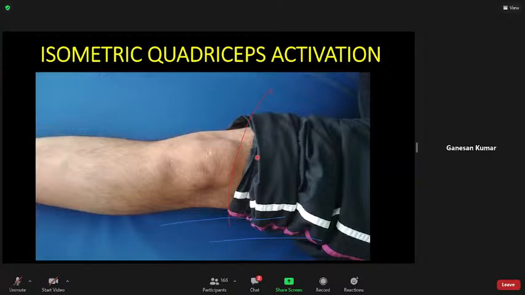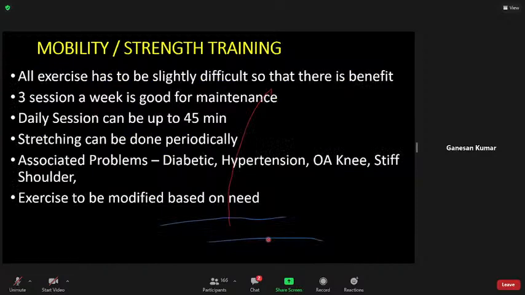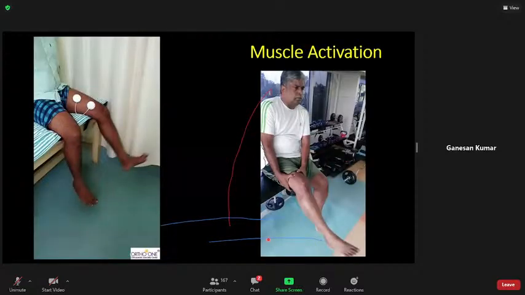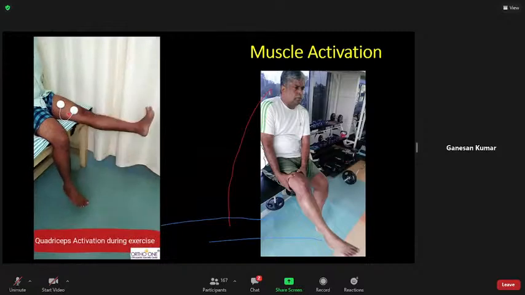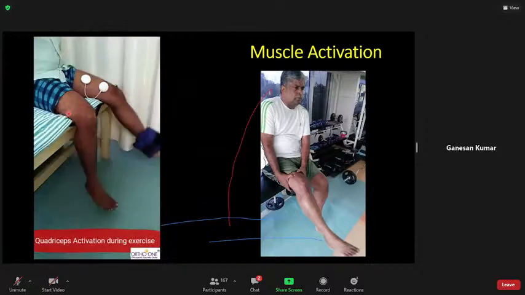Exercise has to be difficult. They need at least 3 sessions a week, and each should be at least 45 minutes of exercise. Periodical stretching has to be done. Associated problems of diabetes, hypertension, these things have to be taken into consideration and the exercise modified based on that. Now, this is what I showed earlier, how we use a modality and get the activation done.